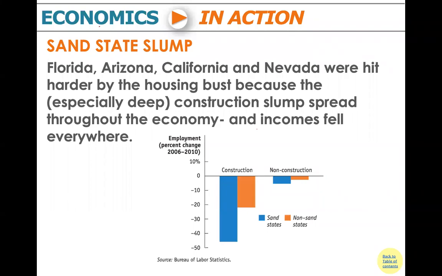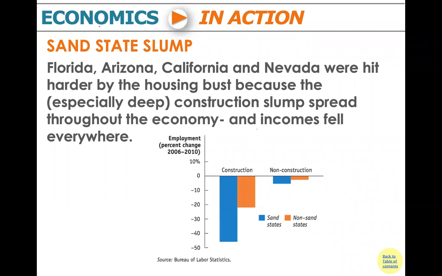So the collapse in construction is going to be more significant than in non-sand states. Okay, so this is very intuitive. Now, if we look at the right-hand side, this is less intuitive, but it just relies on the multiplier we just discussed today. On the right-hand side, we look at changes in employment among the non-construction sector. But why does the non-construction sector also get impacted?